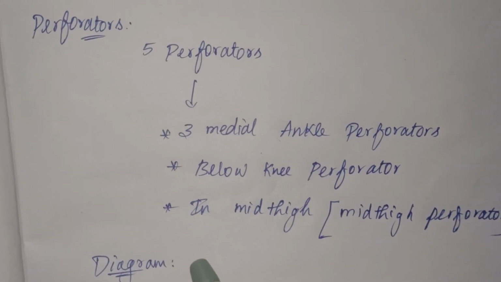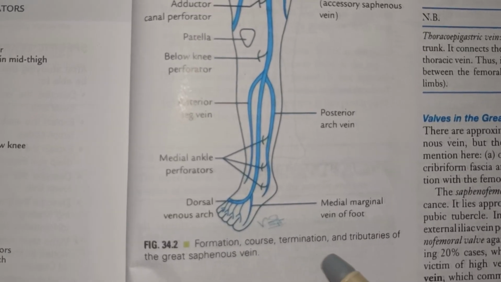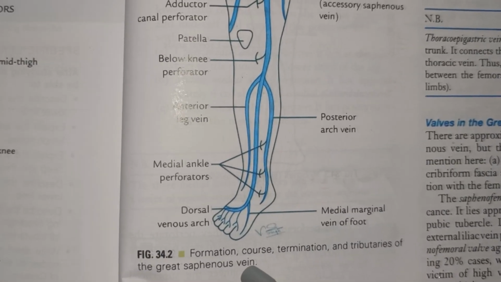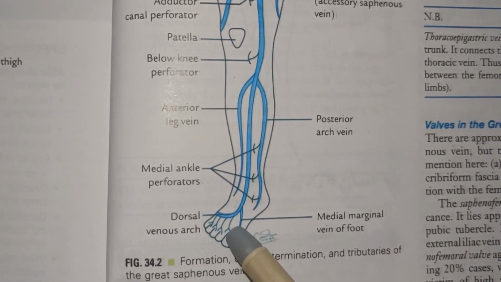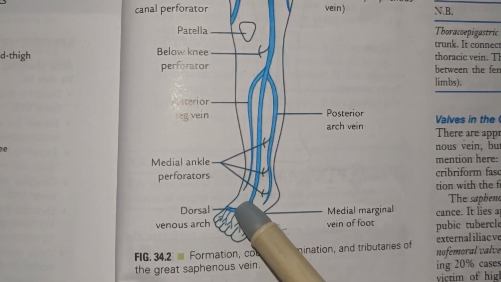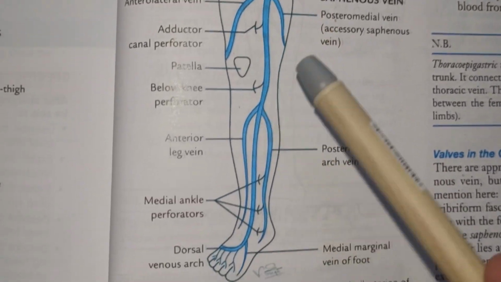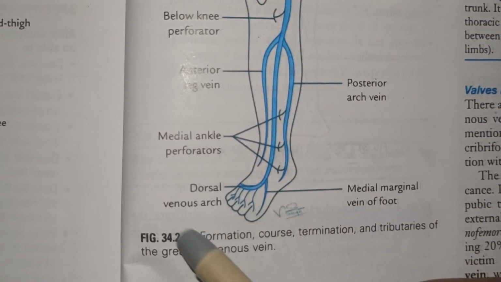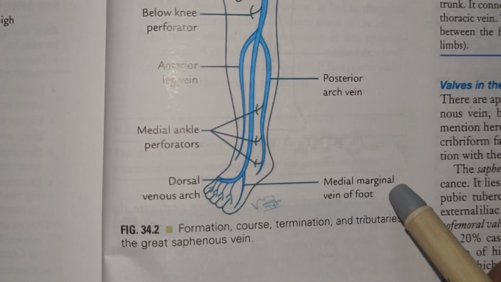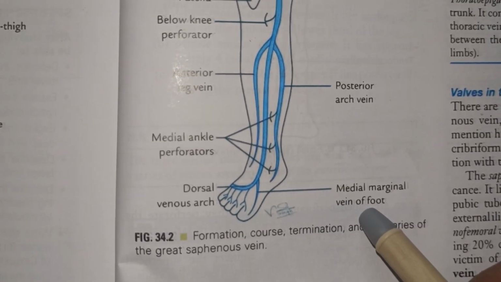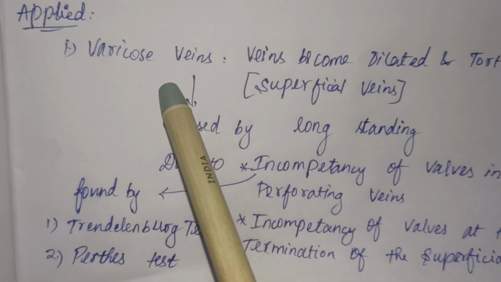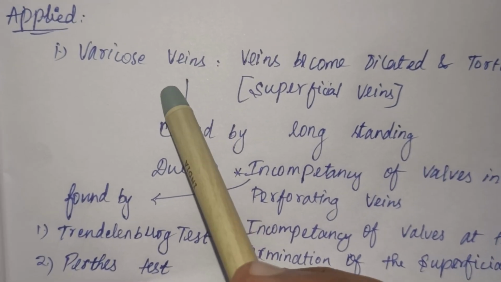Next, let us see the diagram. So let us see the formation, course, termination, and tributaries of the great saphenous vein. This one is the great saphenous vein. It is formed by the combination of the dorsal venous arch and the medial marginal vein of the foot, as I already mentioned, right? So let us see the applied aspects of the great saphenous vein.